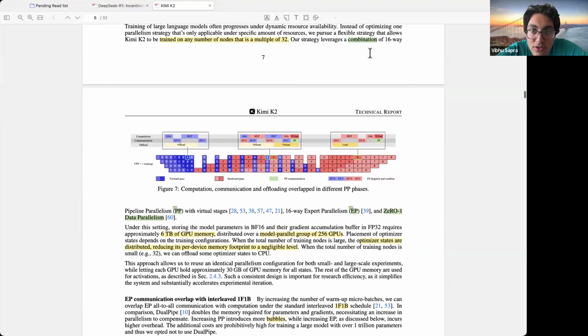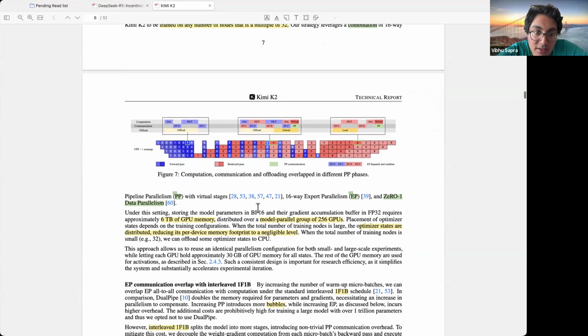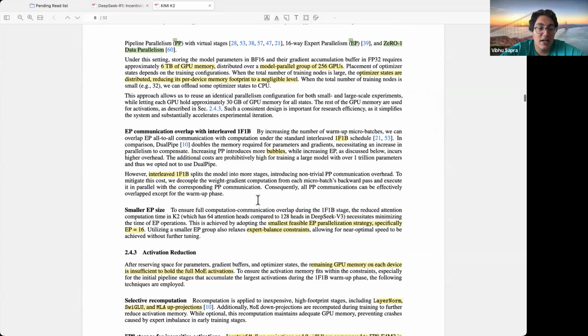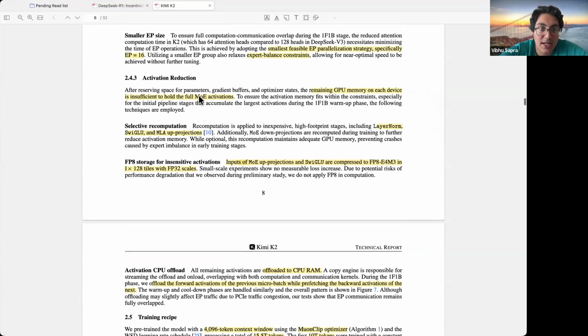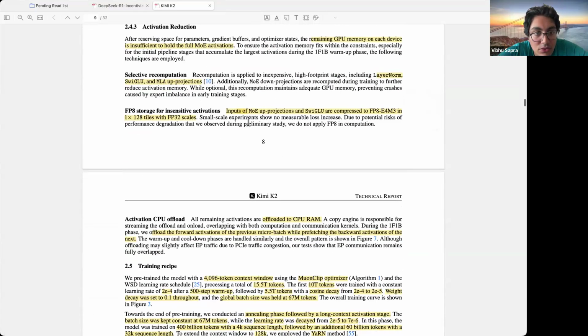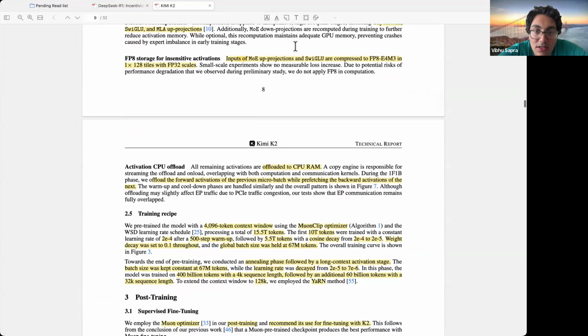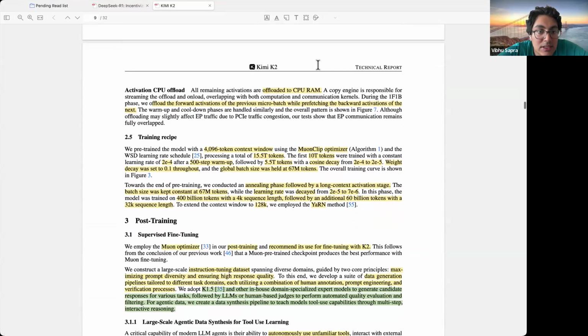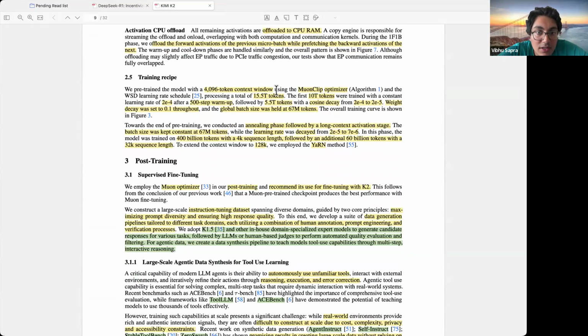Basically, there's three things they do: a combination of 16-way pipeline parallelism, 16-way expert parallelism, and 0-1 data parallel. A lot of this is just, if you're ever interested in how big models are trained, you should read this section. It's kind of cool. Here's what they have to go over: activation reduction, SwiGLU, FP8 for more intensive outputs. What else? CPU offloading, training recipe.